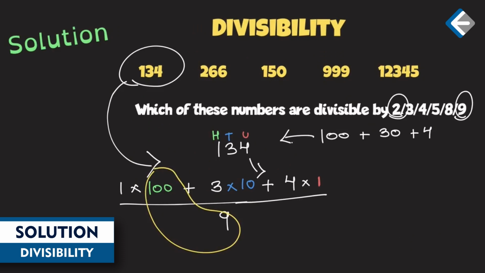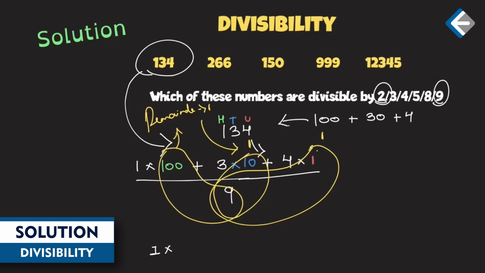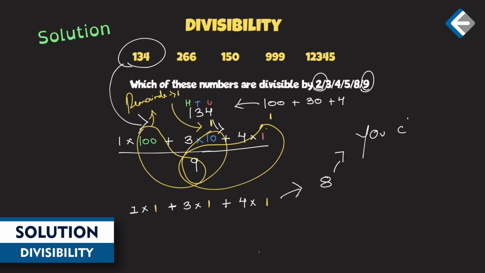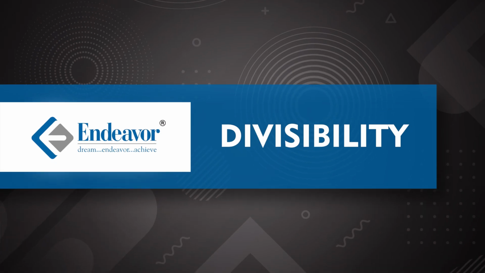Similarly for 9, just like 3, the remainder in all these cases is 1. 100 divided by 9, 10 divided by 9, the remainder is 1. So just like 3, I'll do 1 into the remainder of 1 plus 3 into the remainder of 1 plus 4 into the remainder of 1, which comes out to be what? 1 plus 3 plus 4, again the digital sum. And if this sum is divisible by 9, then the number is divisible by 9. And that's how simple the logic of divisibility is.